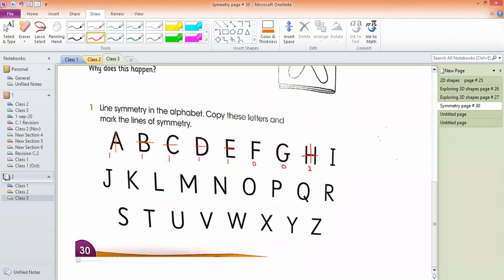If you draw a line from the mid, you can see this part is same as this part, a perfect match. Same as here, if you draw this line from the mid, so there are two symmetries in H. Is that clear, guys?